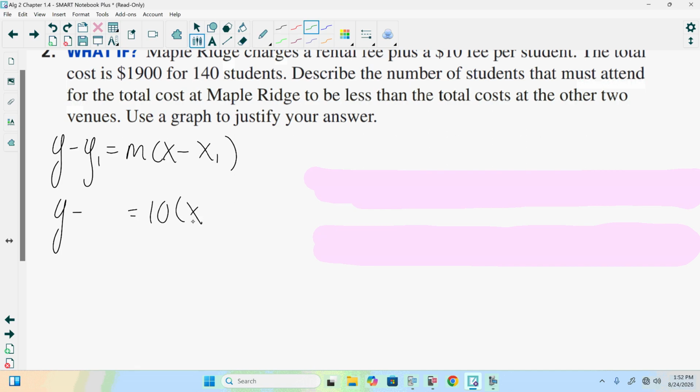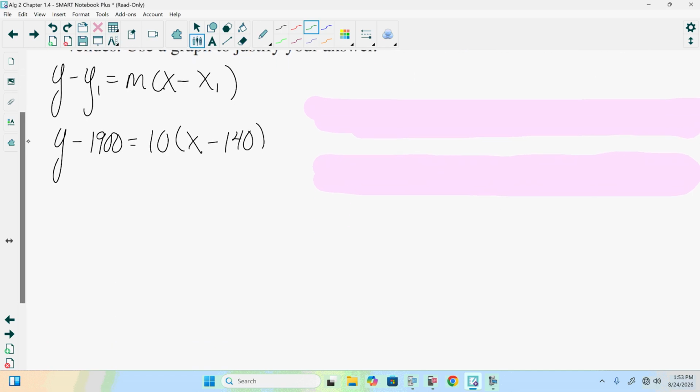Now they told us the slope is 10. So we can replace m with 10. Cost per student is our slope. We put 10 in place of m. Then they told us when x is 140, y is 1,900. When 140 students show up, it costs $1,900. We don't have any double negatives, minus a negative, so we don't have any signs that we need to fix or adjust. We just need to get y by itself.